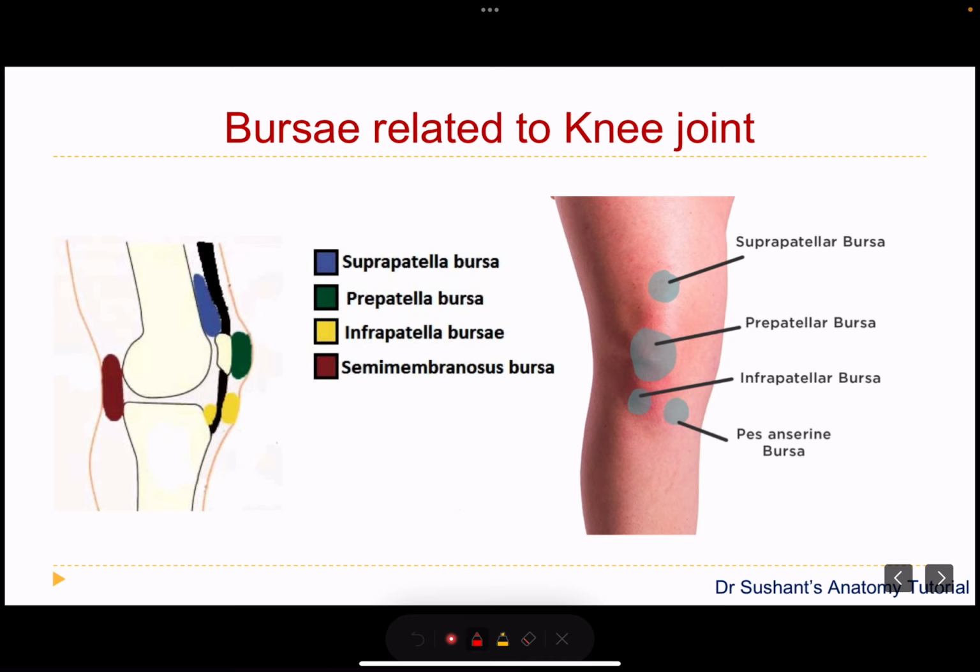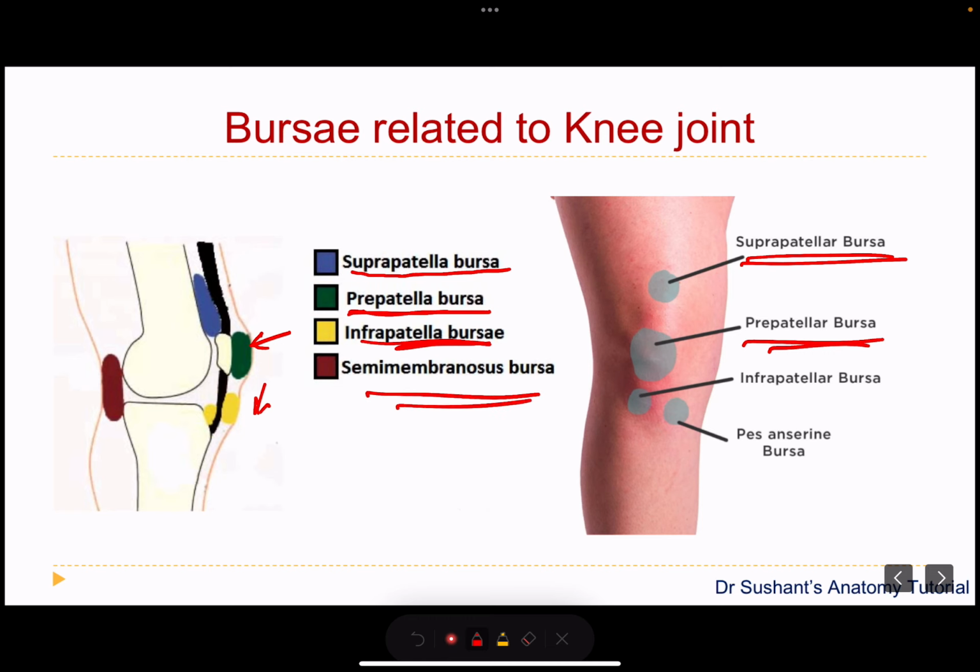Now coming to the bursae, what are the different bursae that we have in the knee joint? So there is the suprapatellar bursa. This is the suprapatellar bursa. It lies above the patella. There is the prepatellar bursa, this one right here, which lies in front of the patella. And then there is the infrapatellar bursa, that lies inferior to the patella. And then there is the semimembranosus bursa.